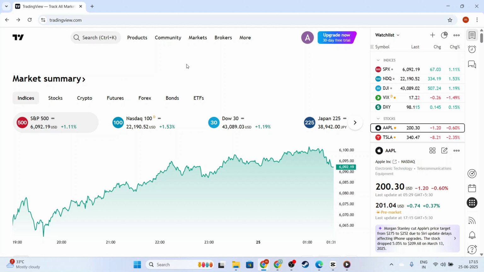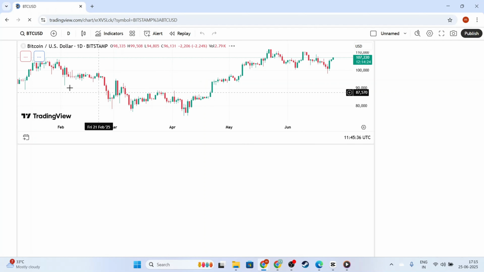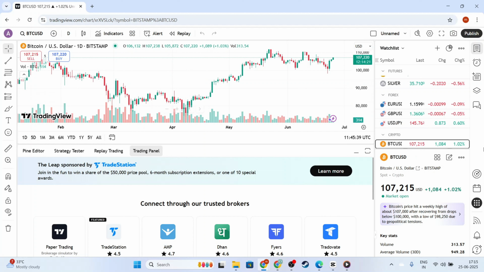First, ensure you're logged into your TradingView account. Once logged in, navigate to the chart of the asset you're interested in, whether that's a stock, cryptocurrency, or Forex pair. This is your starting point, as everything revolves around the price movements reflected on this chart.